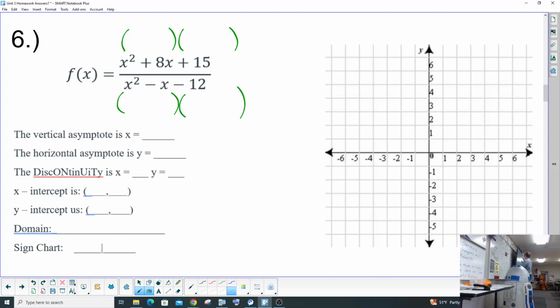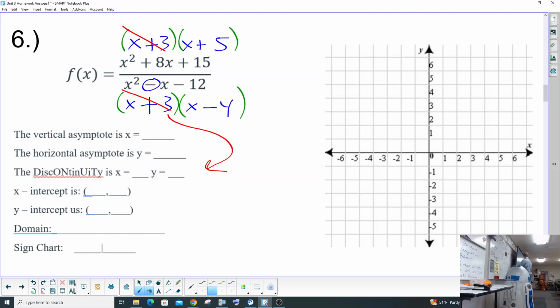So it factors into x squared, with factors of x and x. What are factors of 15? 3 and 5. Plus and plus. What are factors of 12? 3 and 4. Uh-oh. The middle term has to go with the bigger number. Good. This time we do have a hole, a discontinuity. And that hole is where? It's the x plus 3's. So the thing that canceled is now called the hole.